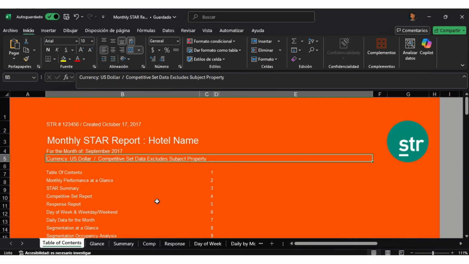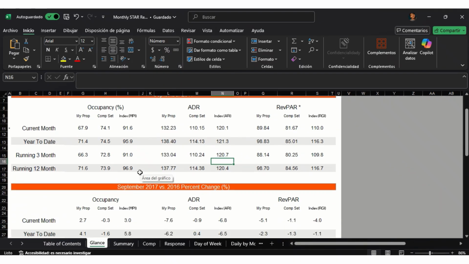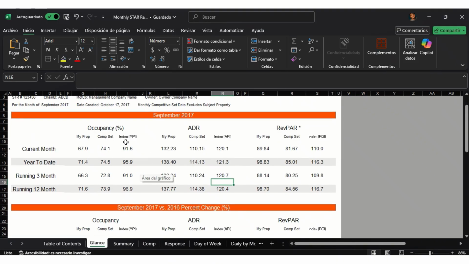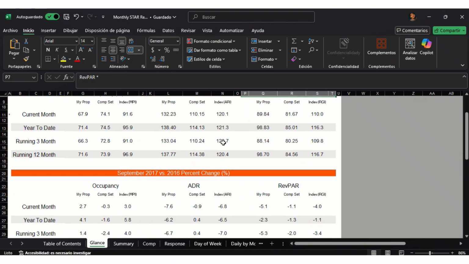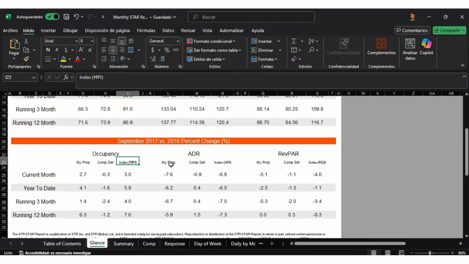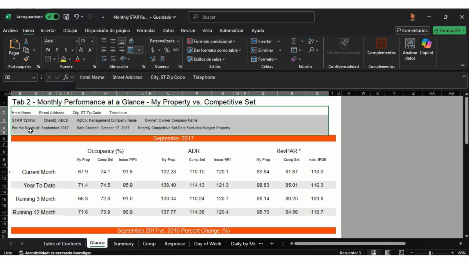Well, to start, we have the glance section that provides a quick overview of the property's key performance indicators, or KPIs. It typically includes data such as occupancy, ADR, and RevPAR. You can also find index numbers that compare the property's performance with its competitive set, like here. This page gives a snapshot of the overall resort at a glance, so it's very important. And we also have information about the hotel, like the name, the history, the telephone, management company name, and all of that.